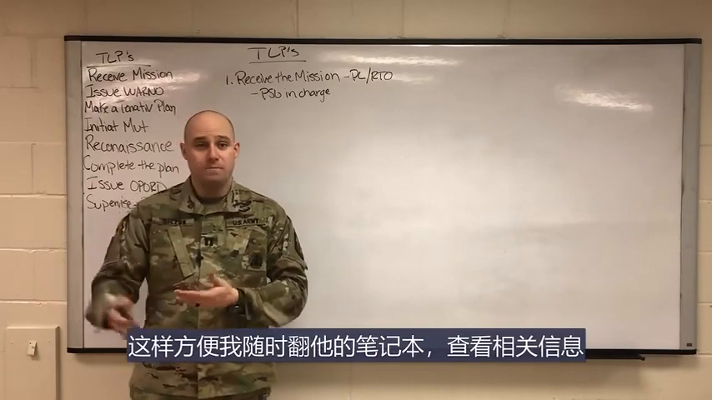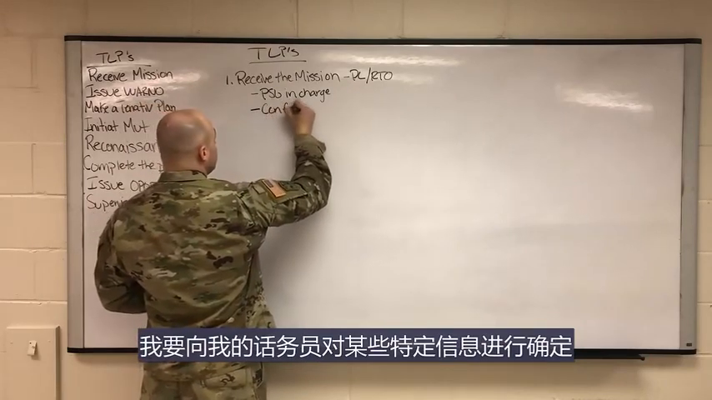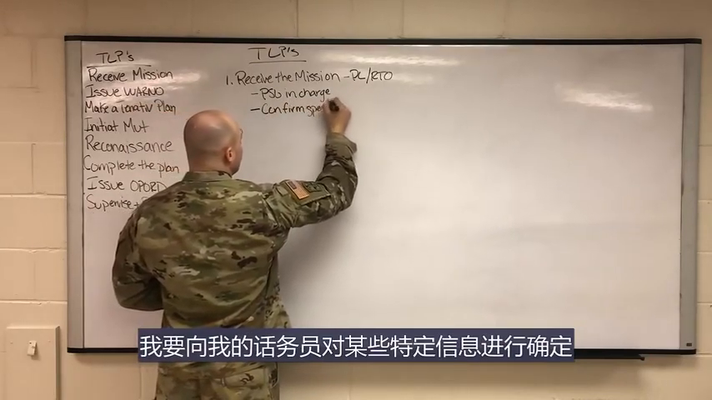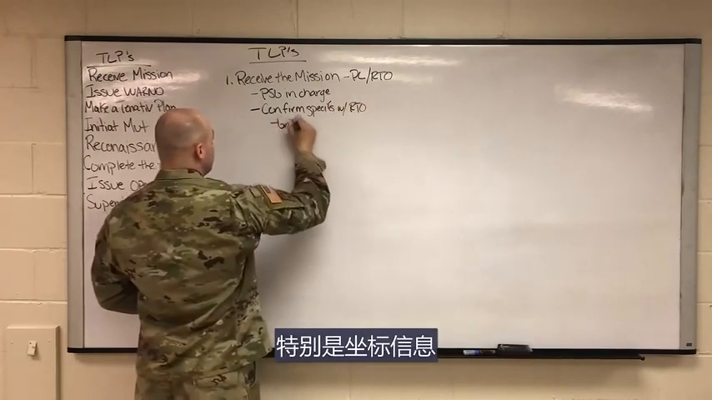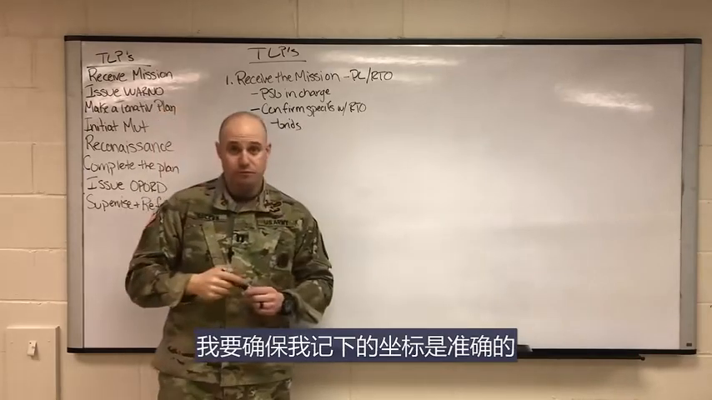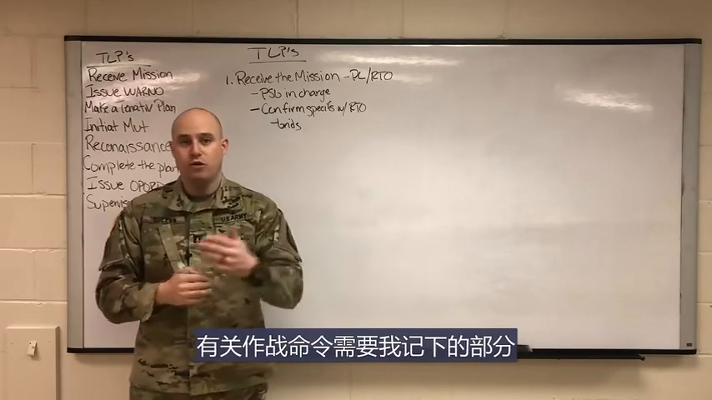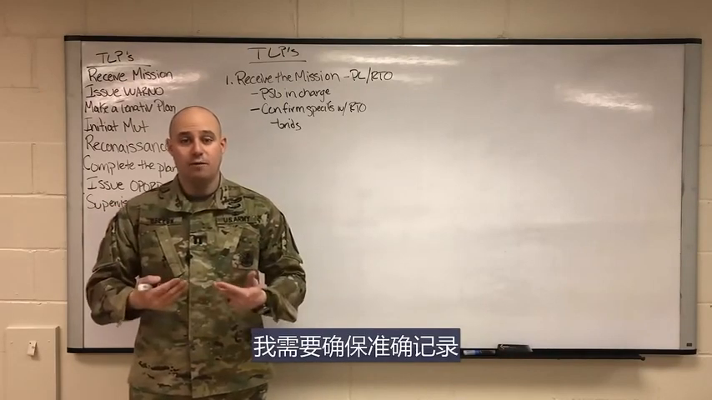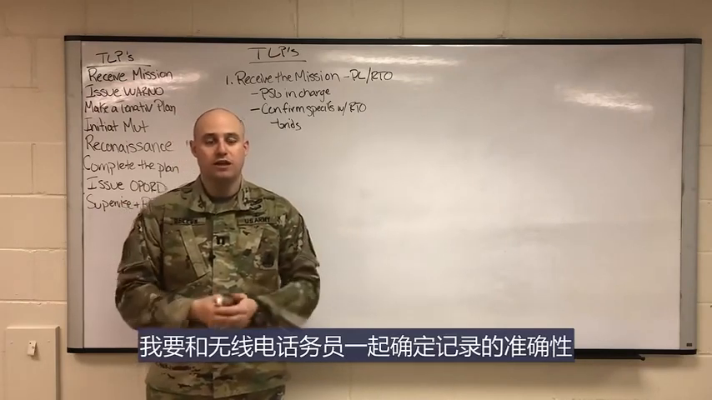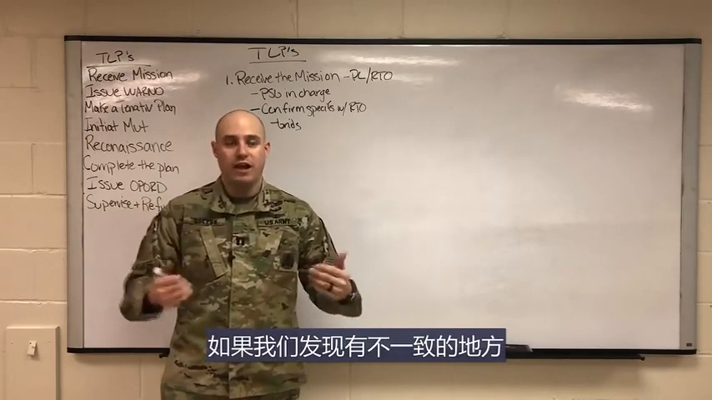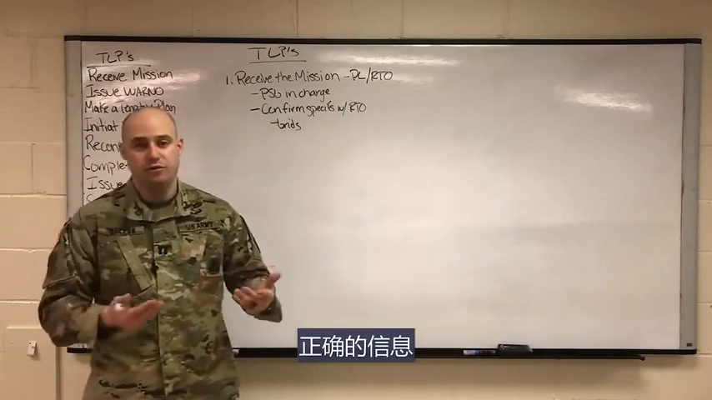Okay, the moment I'm done receiving this mission, I confirm specifics with my RTO, meaning specifically grids. All right, I want to ensure that I wrote down this stuff correctly. So I'm going to go over the grids or anything very special that's specific or unique to this order that I need to remember. I'm going to make sure, talk to my RTO, confirm that we have consensus, that it was read properly, and so I'm good to go. If we don't and we find a discrepancy, hey, that's an opportunity for me to call my commander and ask for some clarification on what the right grid numbers are, or whatever it is.